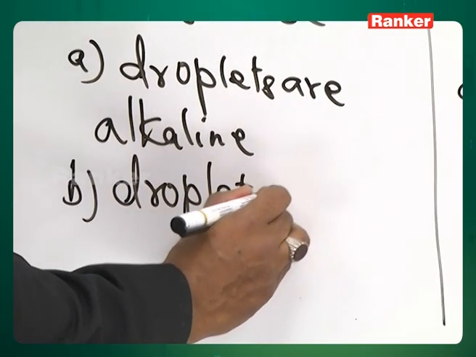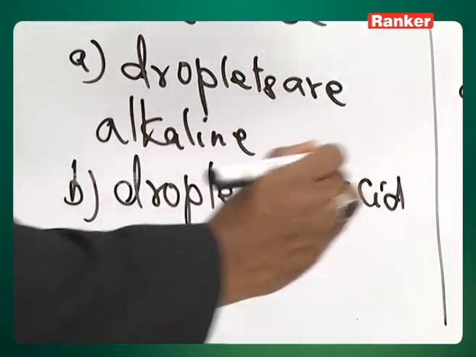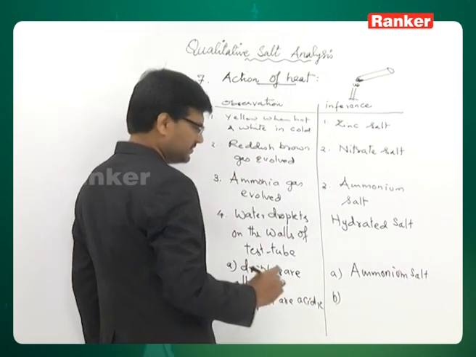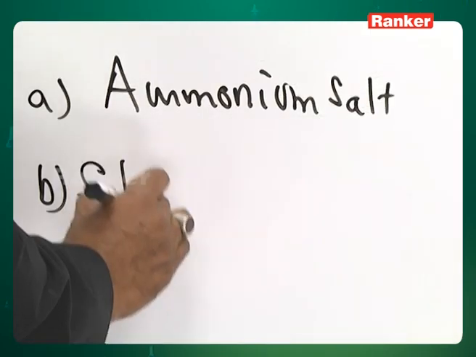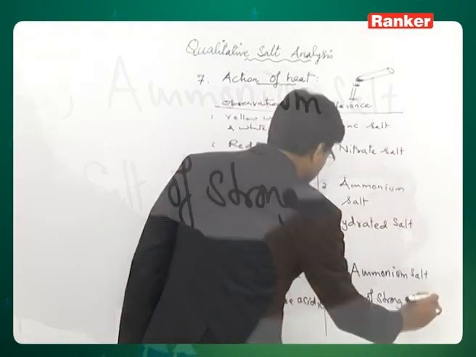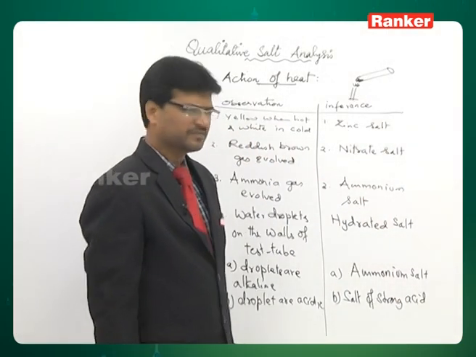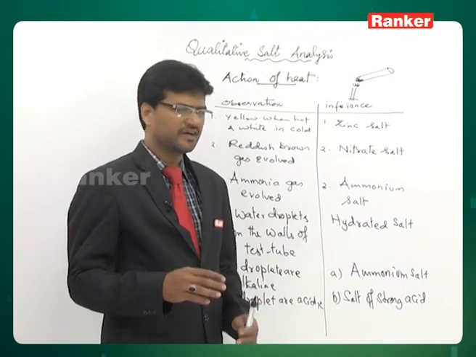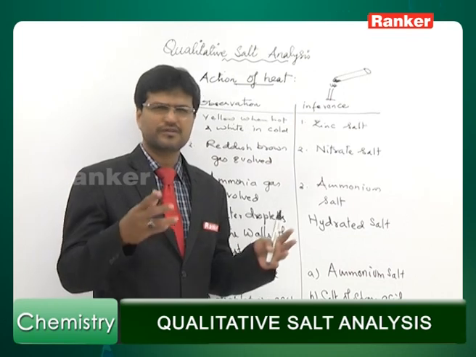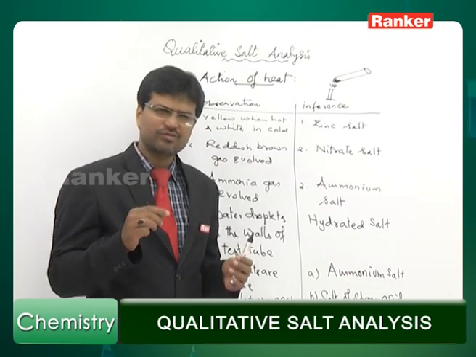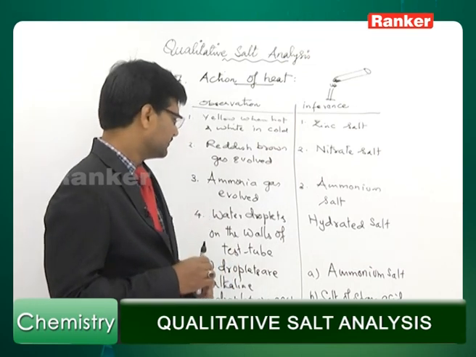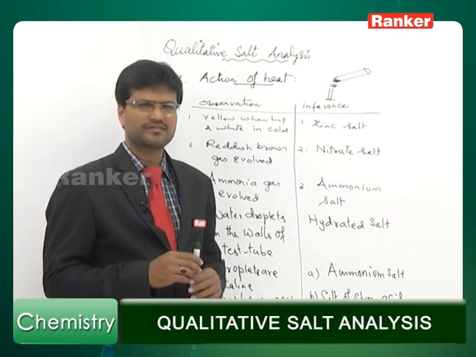If the water droplets are acidic, then it indicates salt of a strong acid. Consider the substance to be a sulphate salt. If a hydrated sulphate salt decomposes, it will produce water droplets on the walls of the test tube, and the SO2 gas which escapes will dissolve in the water droplets and make the solution acidic. So, this also gives an inference about the nature of the salt.